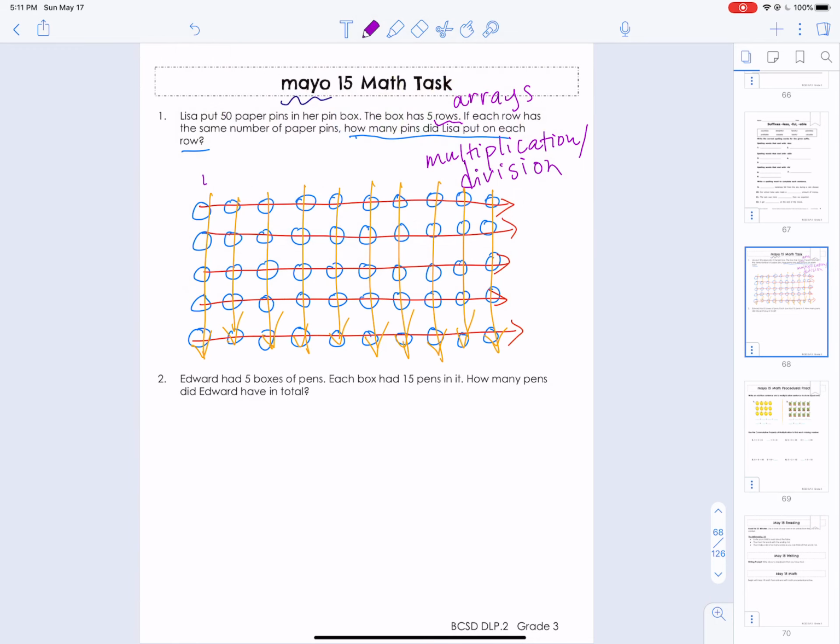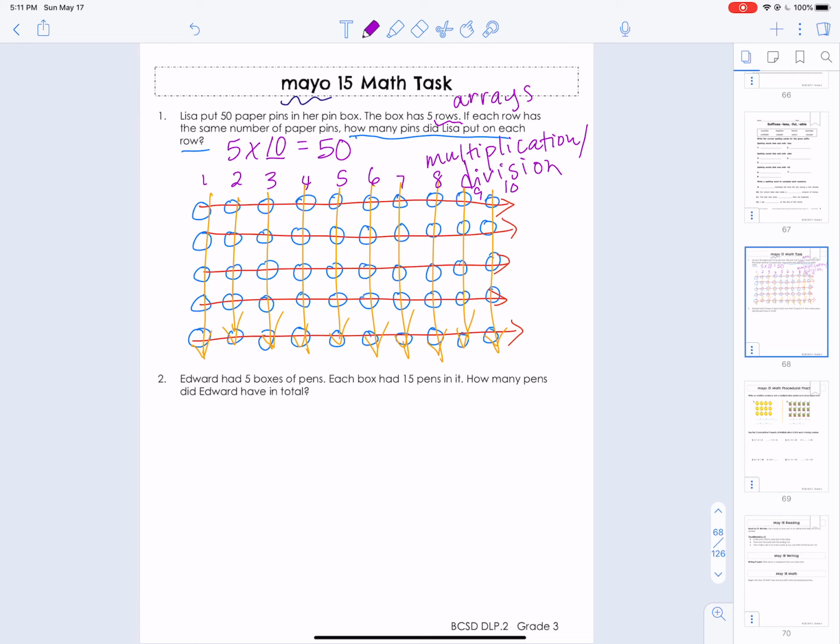I see 1, 2, 3, 4, 5, 6, 7, 8, 9, and 10. That makes a lot of sense to me, because I can think of this whole math problem as 5 times something equals 50. And I know from my math fact practice that if I put a 10 there, that makes the equation true. 5 times 10 equals 50. So that makes sense that there are 10 columns because it matches the math fact. Okay, so that solves number 1.